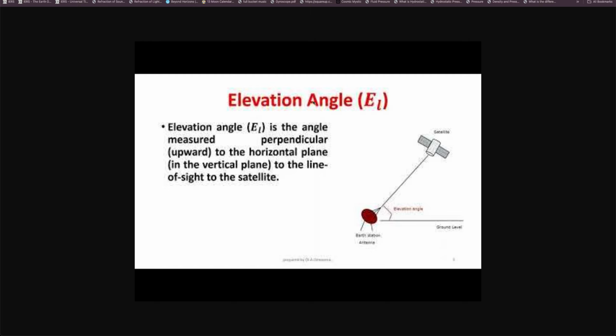Here we are again. Elevation angle. Elevation angle is the angle measured perpendicular upward to the horizontal plane, in the vertical plane, to the line of sight to the satellite. But the subpoint of that satellite then must be here. 1, 2, 3. So there's no way around it. There's no way around this. They can't use a globe, even just for basic things of angles. They can't use a globe. The receiver can't find its distance, can't find the distance along the arc to the subpoint.